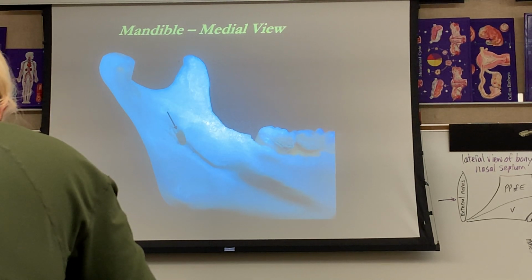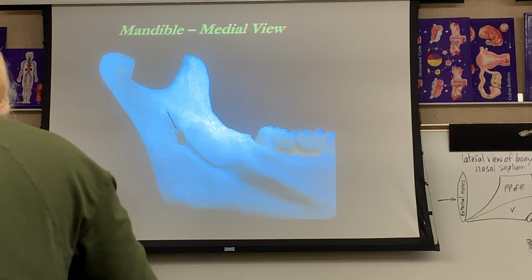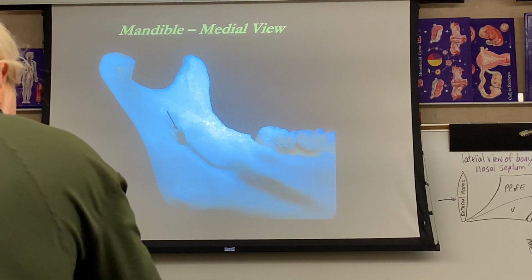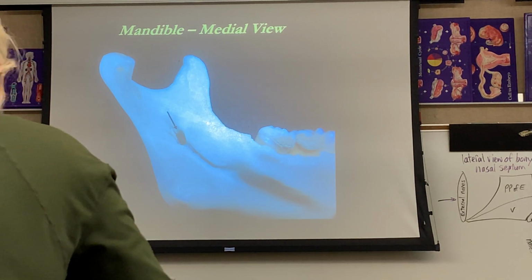Okay, now this is the medial side of the ramus. Notice it isn't smooth, it's got a hole there. And that hole is the mandibular foramen.